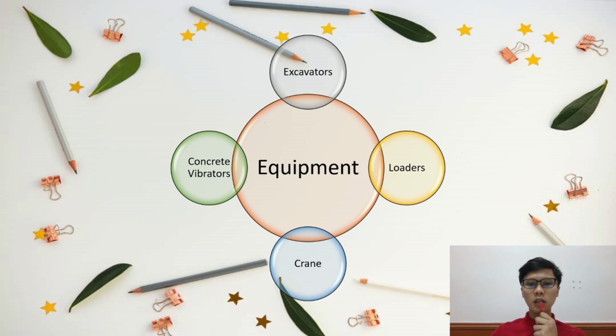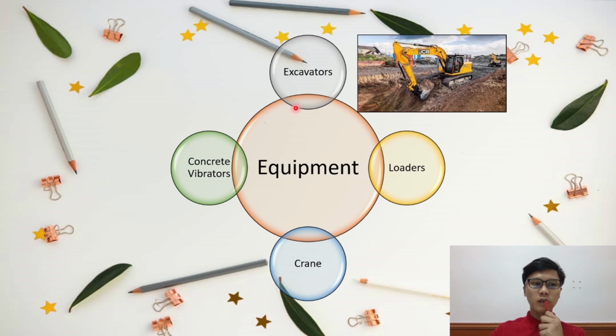As for today, I will be presenting to you regarding the equipment that is used to build the dam. Actually, there are 4 equipments that are used to build the dam, which are excavators, loaders, cranes, and also concrete vibrators. Let's take a look at the first equipment, which is excavators.